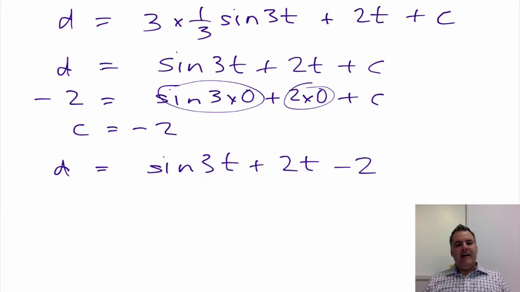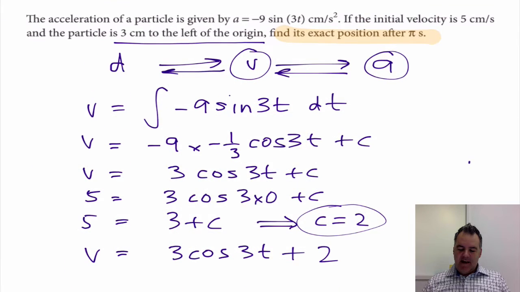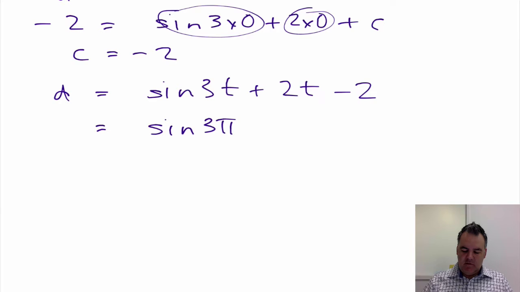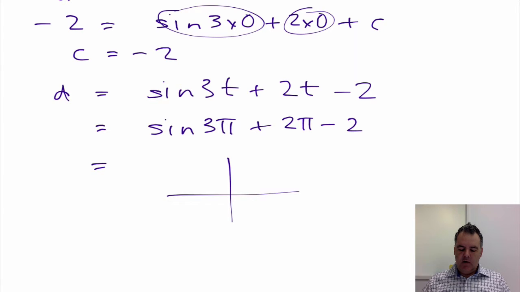Great. So now, where is the particle at pi seconds? I could ask, where's the particle at 3 seconds, 2 seconds? This tells us where exactly the particle is. But the question says at pi seconds. It's 2 pi minus 2. That's where the particle is. Sine of 3 pi, that's 2 pi, that's 3 pi. Okay, so it's just the same as sine of pi.